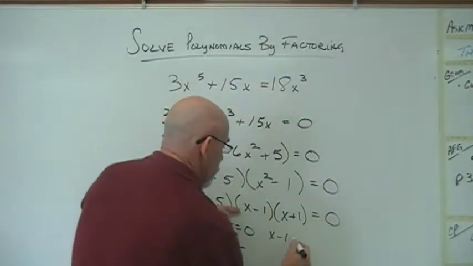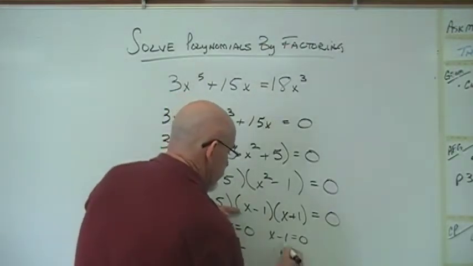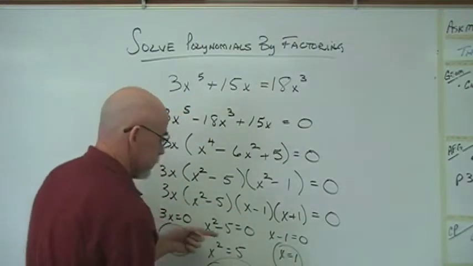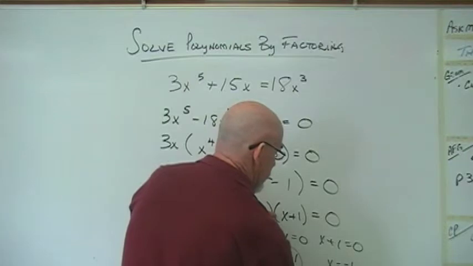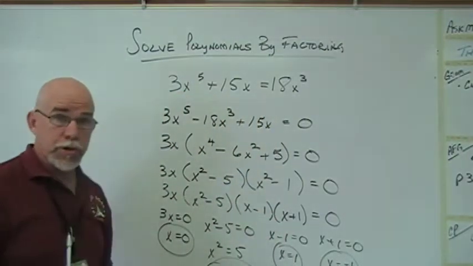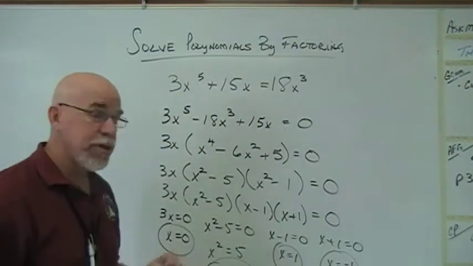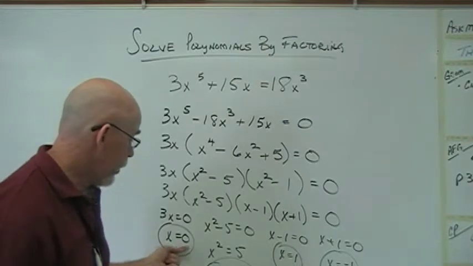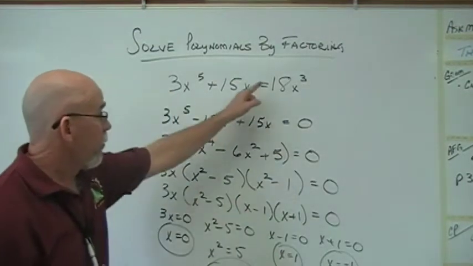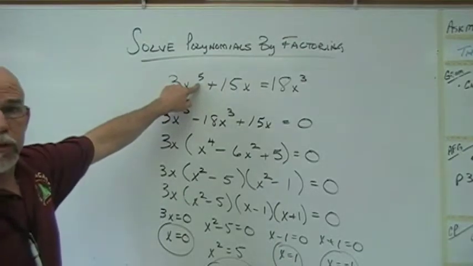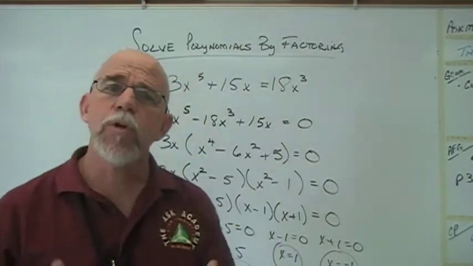Solving x minus 1 equals 0. Solving x plus 1 equals 0. I get all of those solutions. How many solutions do you see? 1, 2, 3, 4, and 5 for this fifth degree polynomial. So that's how we're going to use factoring.